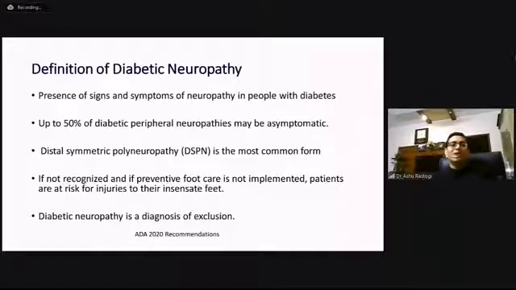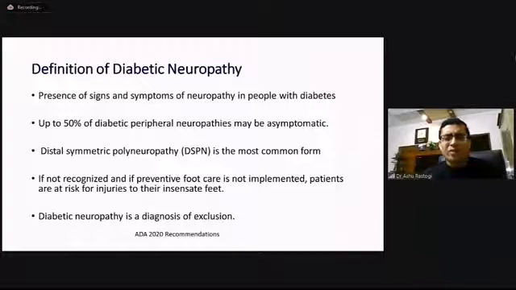Coming on to the definition of diabetic neuropathy, this is a standard recommendation by the American Diabetes Association, and they say that the presence of signs and symptoms of neuropathy in patients or people with diabetes is called diabetic neuropathy. This might seem a very vague definition, but it is very important. They say that diabetic neuropathy is basically a diagnosis of exclusion, and almost 50% of these patients may be absolutely asymptomatic. And here comes the role of signs of neuropathy that you as a clinician, as a physician, have to elicit once they come to your clinic.